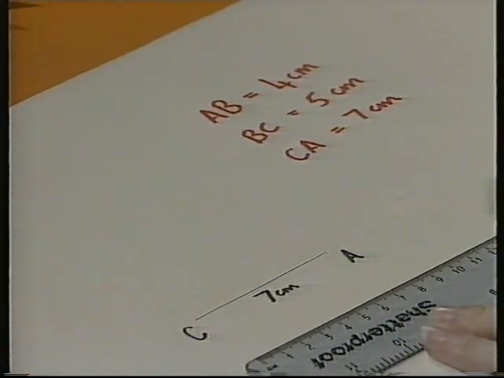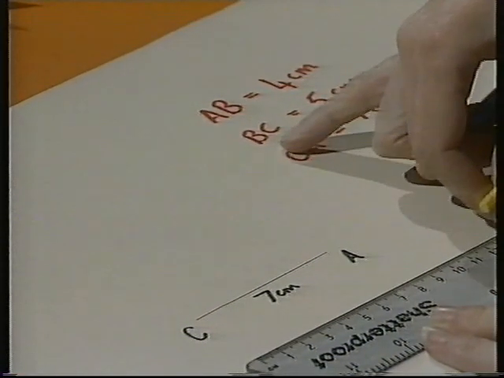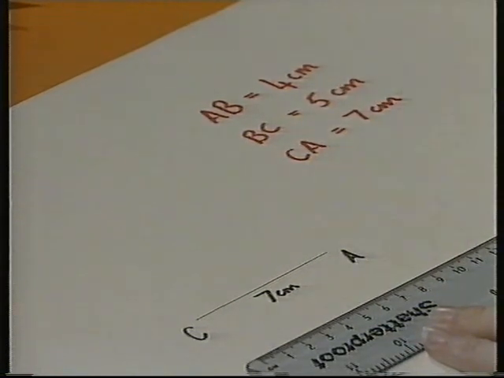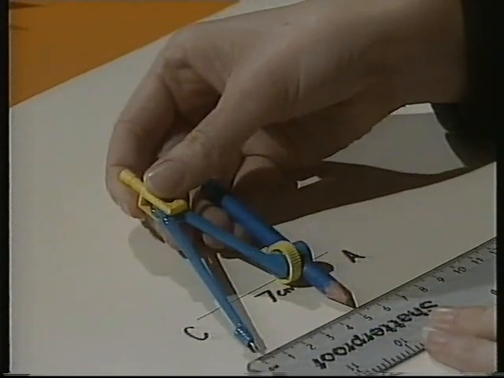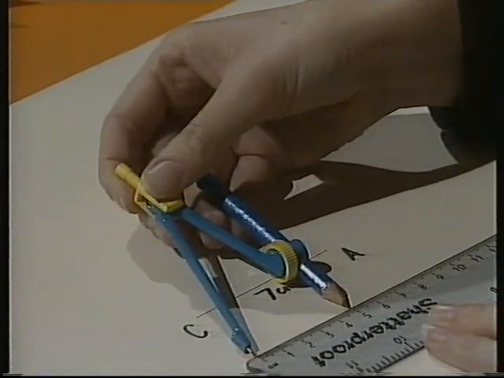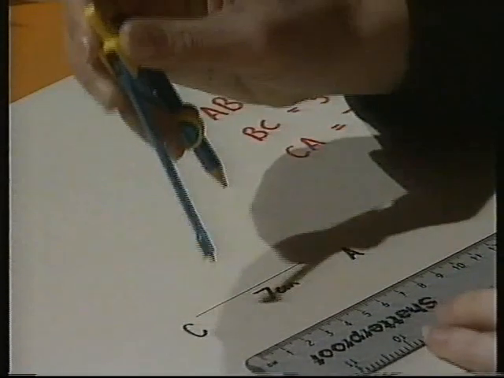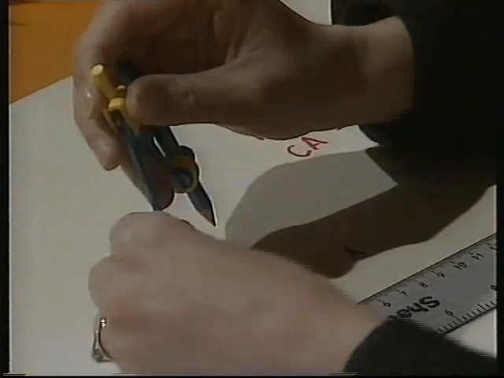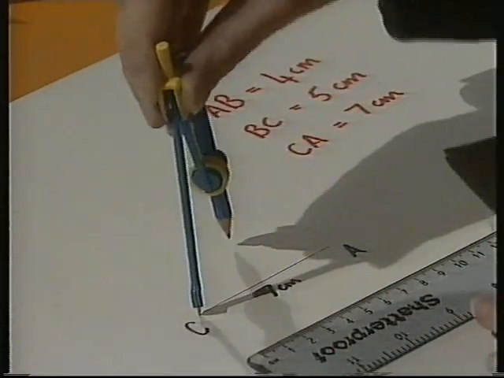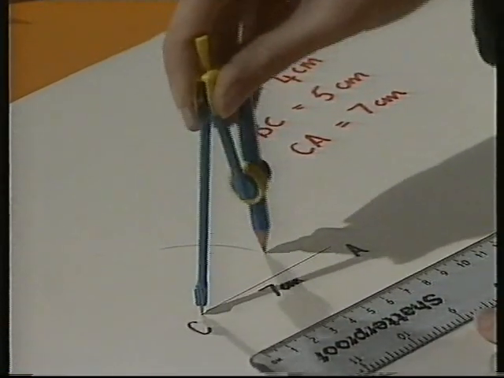Next you need a pair of compasses. I'm going to mark in BC, which I know is 5 centimetres long. So I make the pair of compasses 5 centimetres. I put the point on C, because it is the line BC, which I'm drawing, and make an arc.